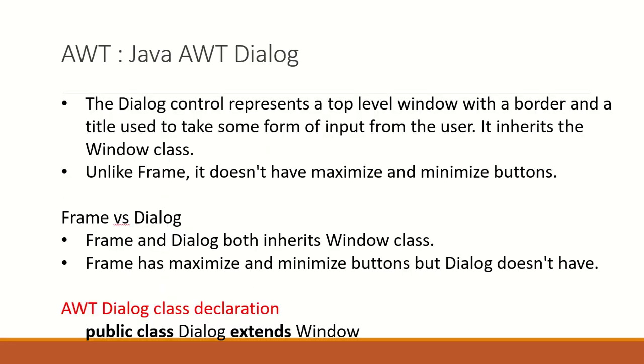Next is about how to use a dialog. As we have discussed before, it is just another window, a top level window. It will have a border and a title, and it is normally used to take some form of input from the user, and it inherits the window class. The only difference between a frame and a dialog is that a dialog will only have a close button. It will not have maximize or minimize options. Frame and dialog both inherit the window class, but a frame has maximize and minimize buttons, whereas a dialog does not.